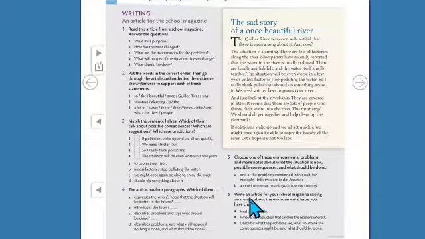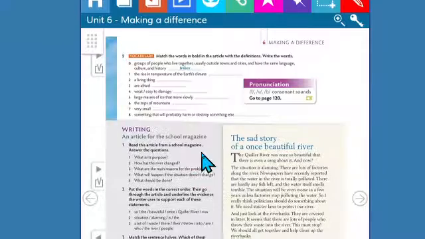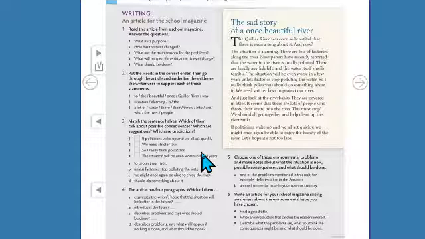And number six, you are going to write an article for your school magazine raising awareness about the environmental issue you have chosen in activity number five. So you're going to select first what you want to speak about, one problem mentioned in the whole unit, Unit number six. Or you want to search one in your city here in Rosarito or in your country in Mexico. So you decide. And then you need to write a school magazine article.